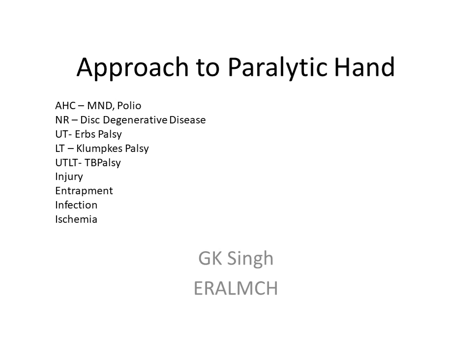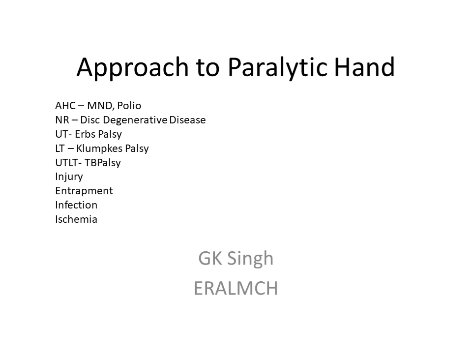In the upper trunk you have obstetric paralysis or Erb's paralysis. In the lower trunk you have the Klumpke's paralysis. Both the trunks are involved in total brachial plexus paralysis. In the nature of pathology, there can be injury, there can be entrapment, there can be infection, or there can be ischemia. So all these can lead to paralytic hand.